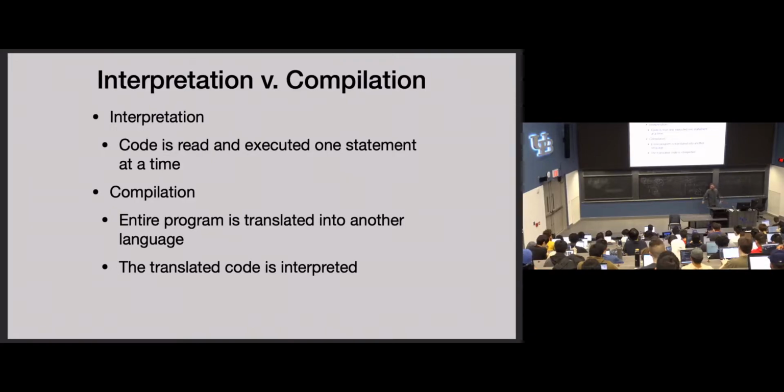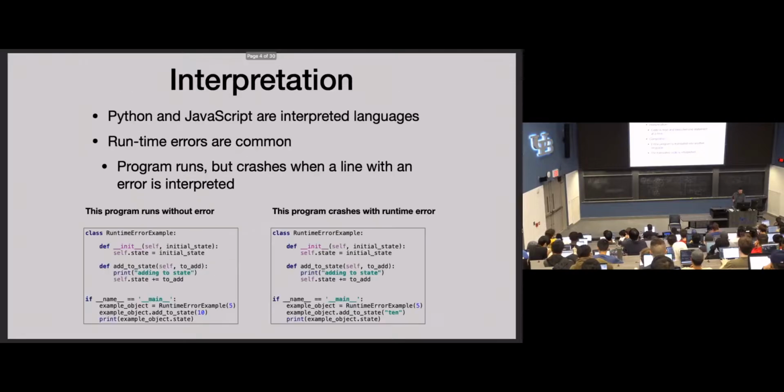So interpretation, this is when your code is read and executed line by line. The interpreter starts at line 1, runs line 1, goes to line 2, runs line 2, etc. throughout the entire program. Compilation, on the other hand, is when your entire code is translated into another language, and then that other language is interpreted. So with compilation, your code isn't actually ran, it's translated, and then that translation is ran. So a big difference between these two.